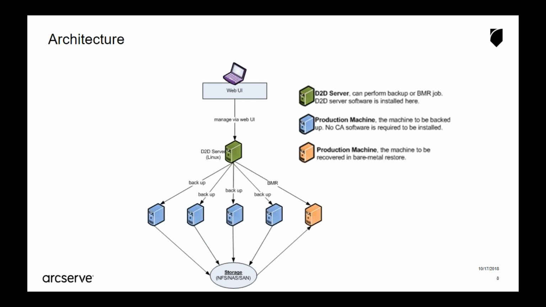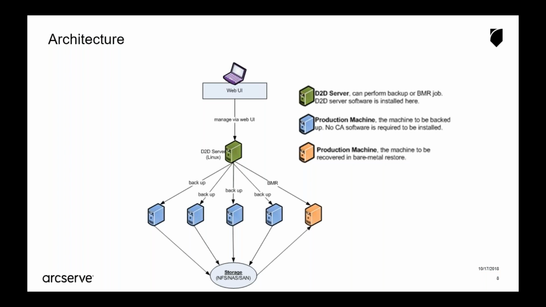Now, the machine which is shown in orange would be our bare metal recovery machine. If one of your production machines goes down and you want to perform a BMR, the Linux backup server would initiate the BMR, and all the data from the storage would move to the BMR target machine, and it would start restoring.